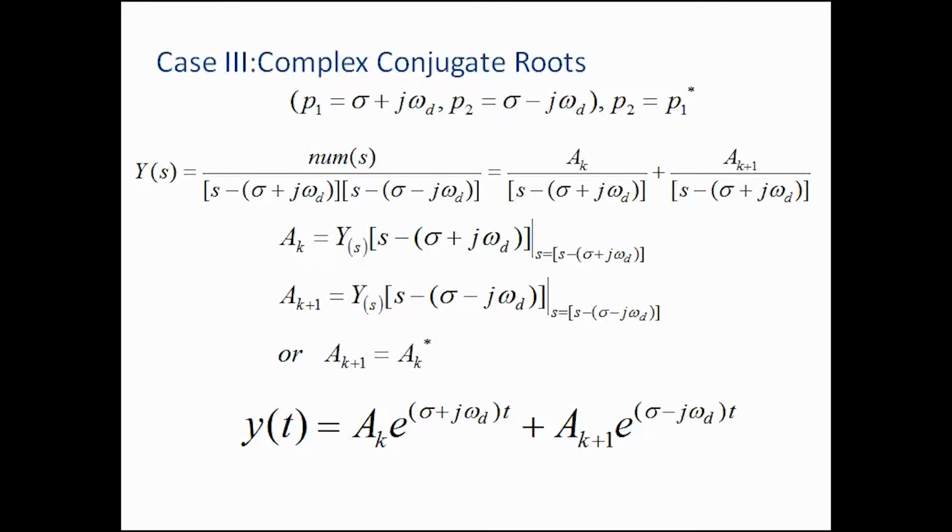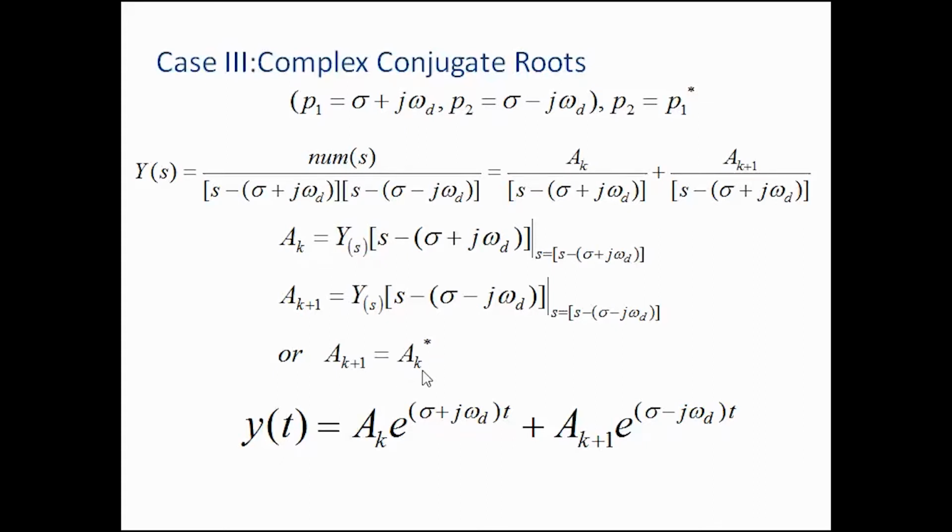Case 3 results if the resulting factors of our denominator produce complex and conjugate roots. And that leads us to the general expansion given by a sub k over quantity s minus sigma minus j omega d, plus a sub k plus 1 over s minus sigma plus j omega d. The coefficients a sub k and a sub k plus 1 can be easily solved using the same rule as for case 1. But in this case, the expected coefficients are complex and conjugate coefficients.